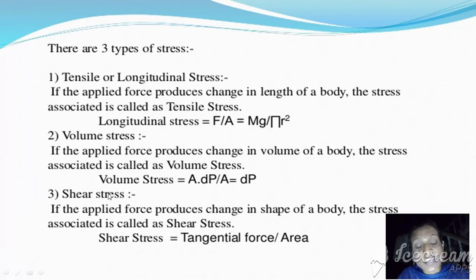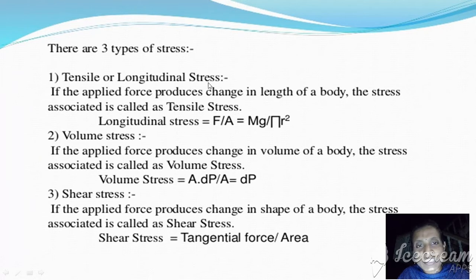So the change occurs in length, volume and shape. If it is length, then the name is longitudinal stress. If it is volume, then volumetric stress. If it is a change in the shape, then that is called shearing stress.